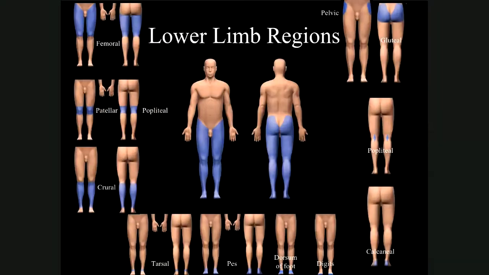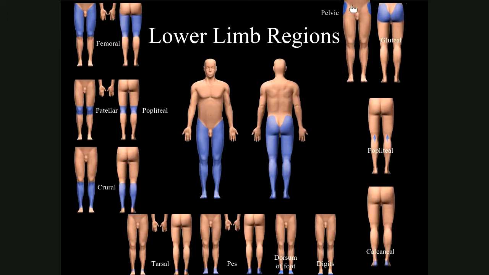The lower limb regions, okay, so you can see your thigh region, both anterior and posterior, that is your femoral region. Your anterior knee region is called the patellar. The patellar is your anterior knee region. Your posterior knee region is called the popliteal. Your lower leg is called crural.